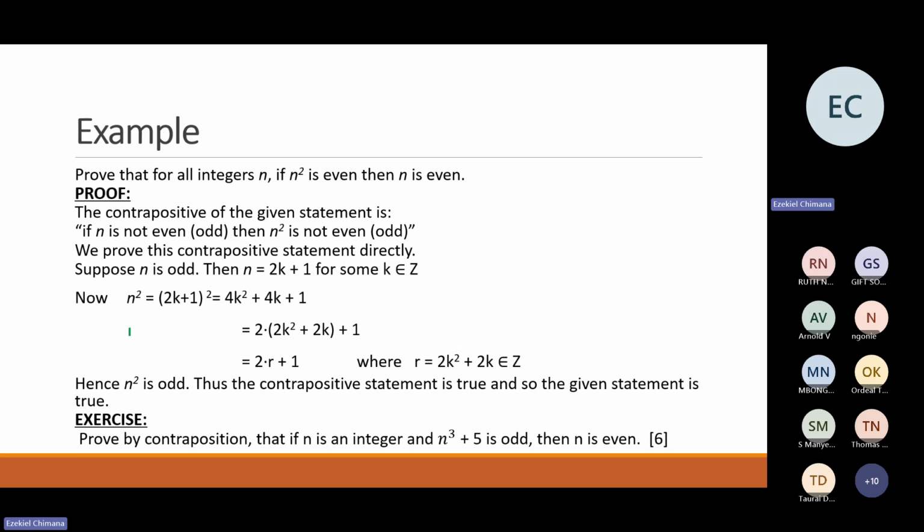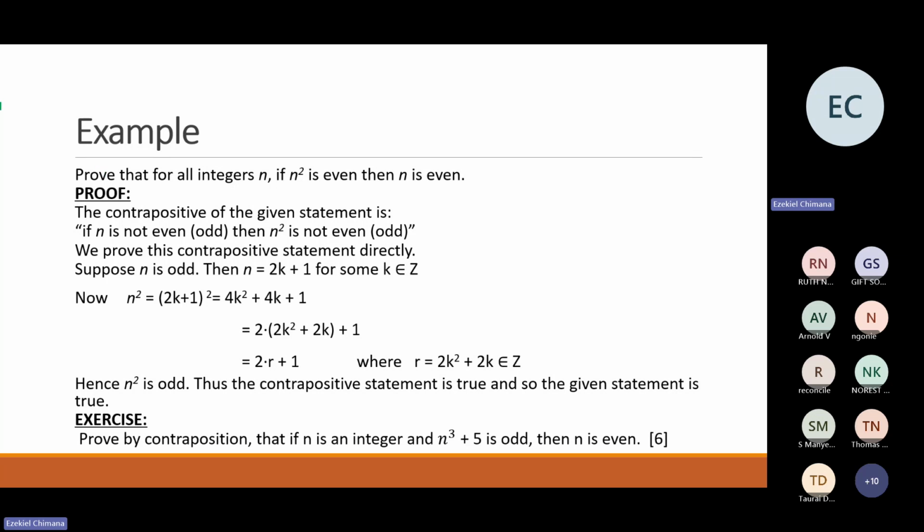So prove that for all integers n, if n squared is even, then n is even. Now we want to use proof by contrapositive. If the question is silent about the proof that you are supposed to use, we can use any. But most of the time the question will tell you which one to use. So do not say, I'm not going to do the contrapositive, I'm just going to do the contradiction, or I'm just going to do the mathematical induction way. No. Some of the questions claim the method to use.